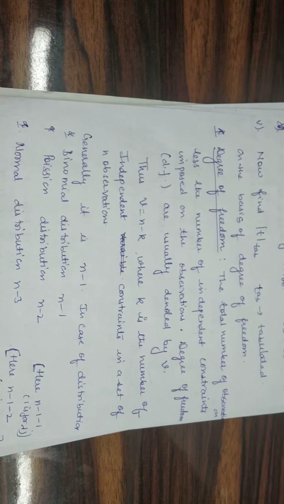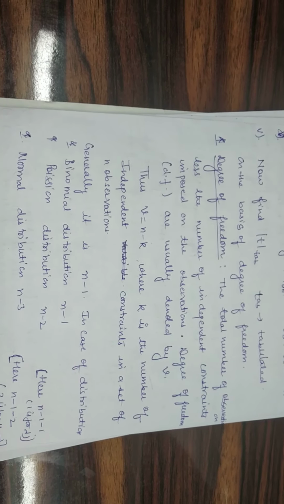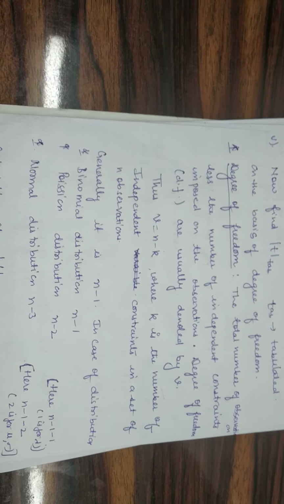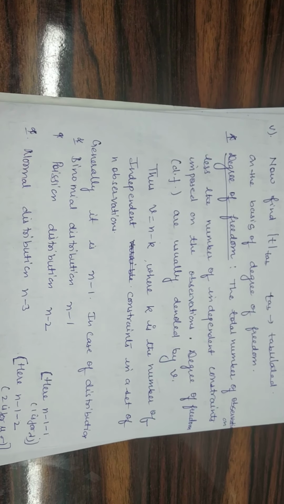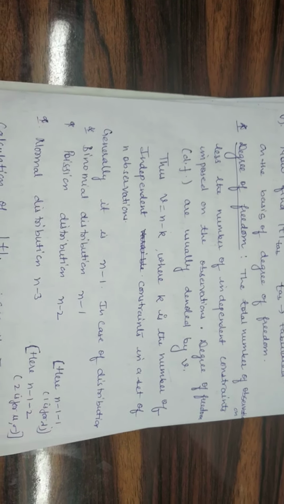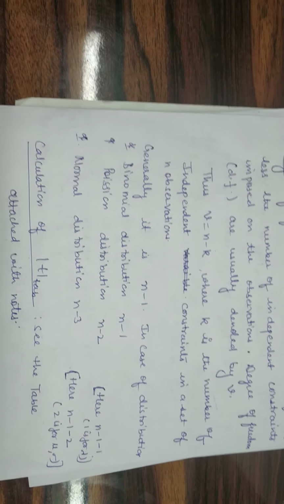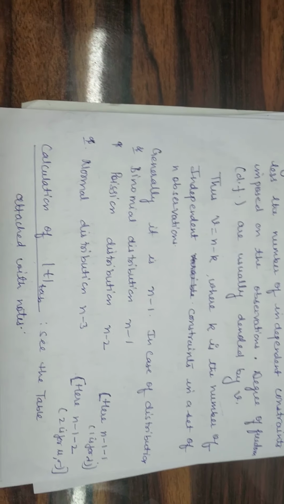In case of a probability distribution, in the binomial distribution, because we have no parameter, it is n minus 1. In the Poisson distribution, it is n minus 2 because lambda is one of the parameters, so it becomes n minus 1 minus 1, that is n minus 2. In the normal distribution, it is n minus 3, where mu and sigma are the two parameters.